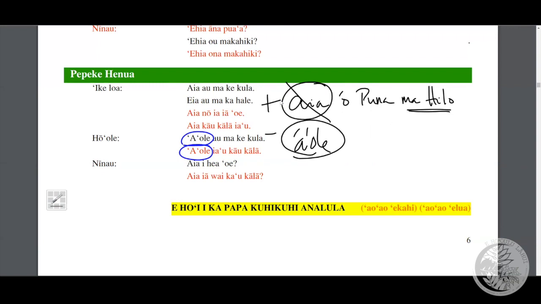So one of the things you quickly realize is that all Pepeke Henua can be negated by replacing aia with the word ʻaʻole. Yeah, so instead of saying, my house is on Maui, I can quickly say, my house is not on Maui. Yeah, aia koʻu hale ma Maui can quickly become ʻaʻole koʻu hale ma Maui.